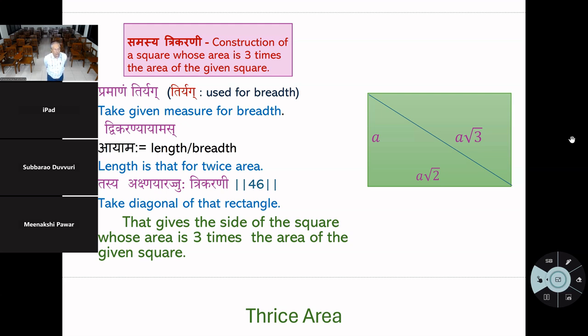Tasya Akshaya Rajju. Akshaya Rajju, now you remember, means the diagonal of that rectangle. So you construct a rectangle, now we don't construct a square, but a rectangle. One side is A previous and the other side is A root 2, which was the diagonal of the previous square. And then once this rectangle is constructed, you see that the diagonal is A root 3, and that is actually the side of a square whose area is thrice the original area.